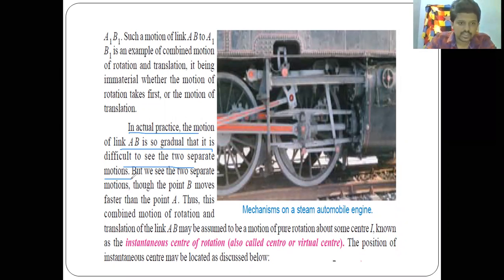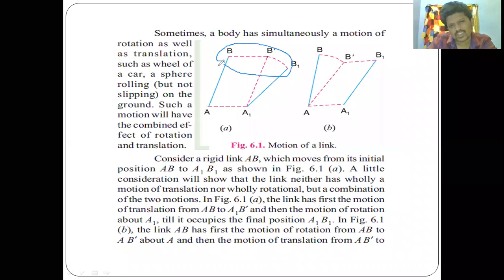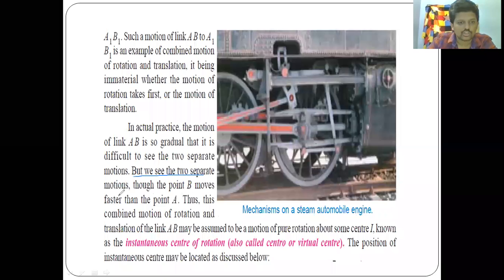So what we consider here is a pure rotational motion. We can't see two separate actions, but we see two separate motions through point B, which moves faster than point A. If you see, point B is moving faster when compared to A, or we can see the change in the motion with respect to point B, which is moving faster than point A. That's what we are defining here.